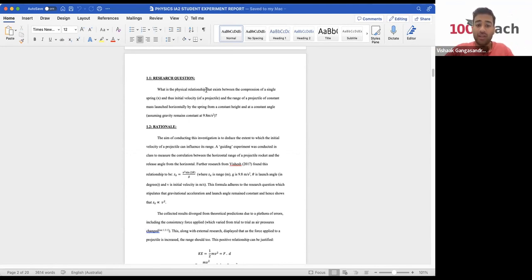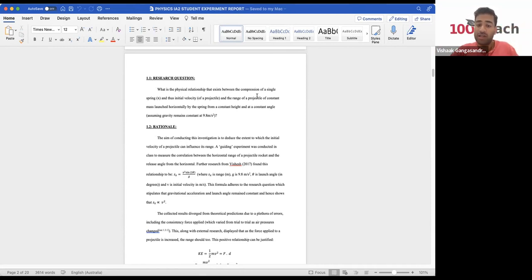So what is the physical relationship that exists between the compression of a single spring, X, and thus initial velocity of a projectile? To be honest, and this is just me critically looking at my assignment, by the way, I should have used spring compression in meters and thus initial velocities in meters per second. So you should add very specific details in your research question.